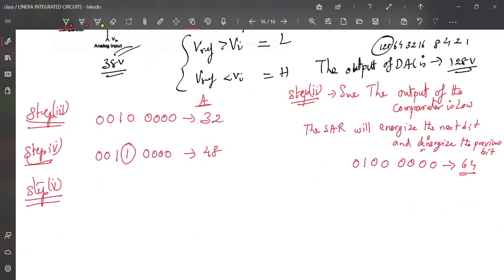Then in the next step, what will happen? The third bit will be there, but the fourth bit will become 0. And the next consecutive bit will become high. So it will become 1 and other bits will become 0. So the corresponding equivalent will be here, the 32 will be there and then this is 8. So 32 plus 8 will become 40. So the output will be 40.